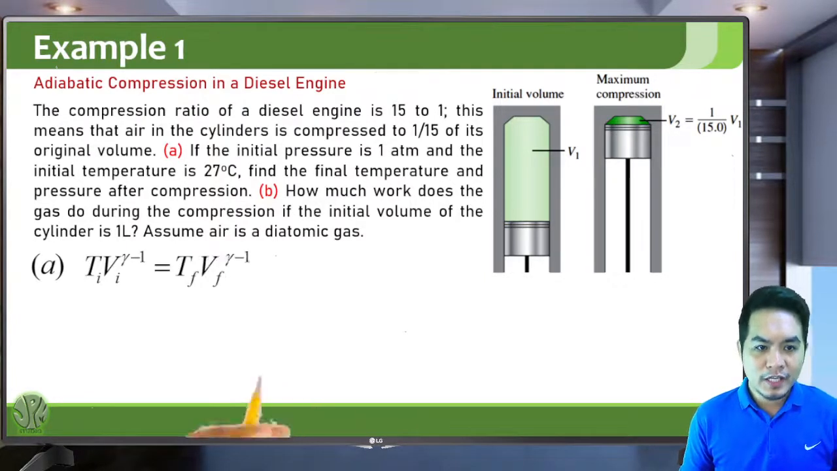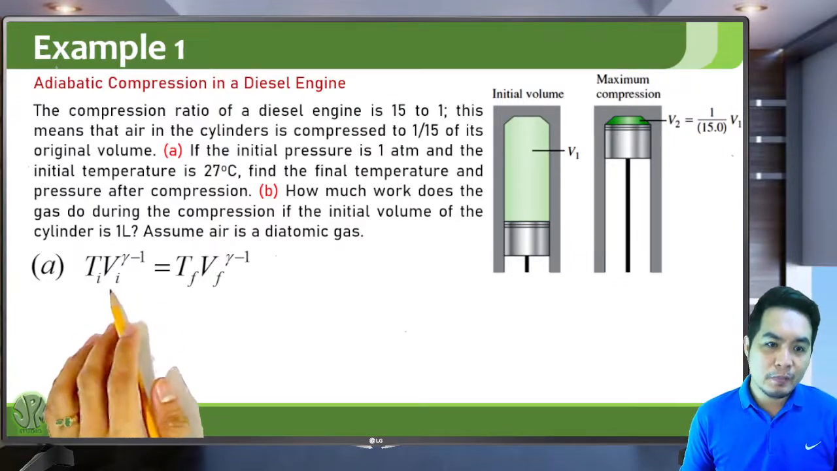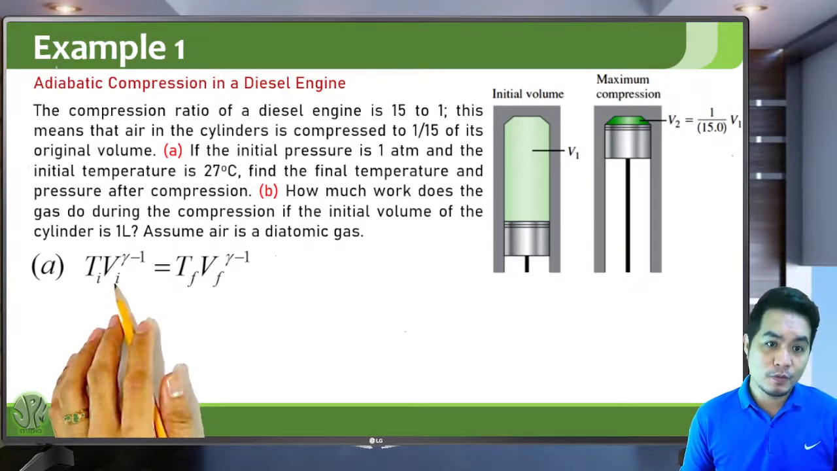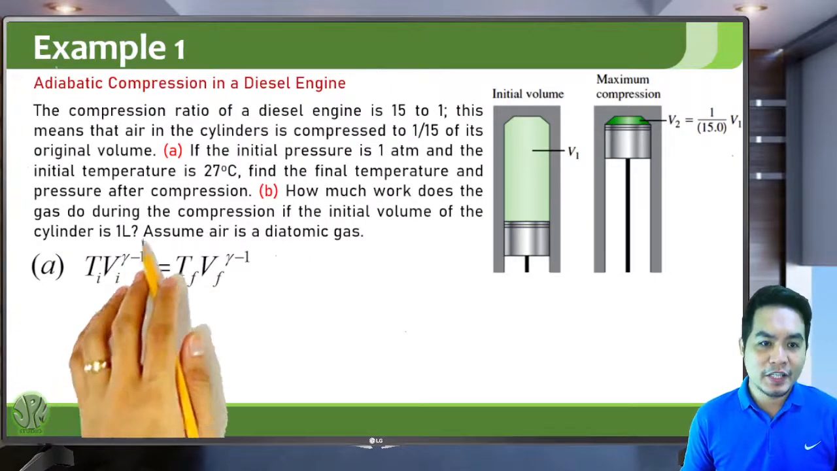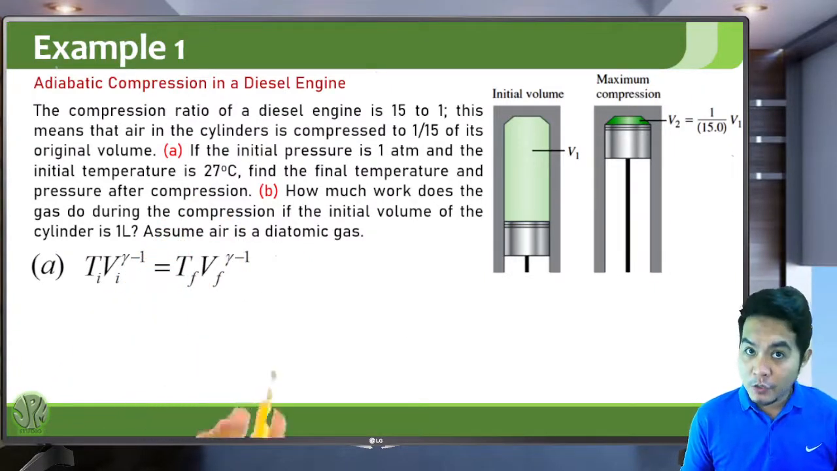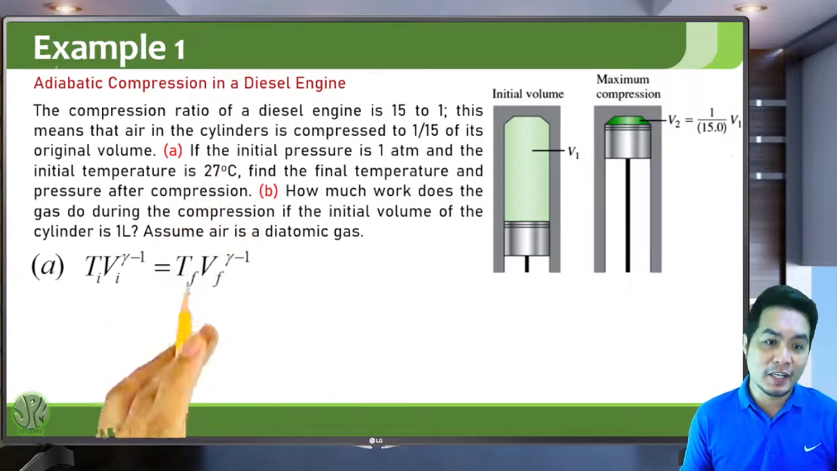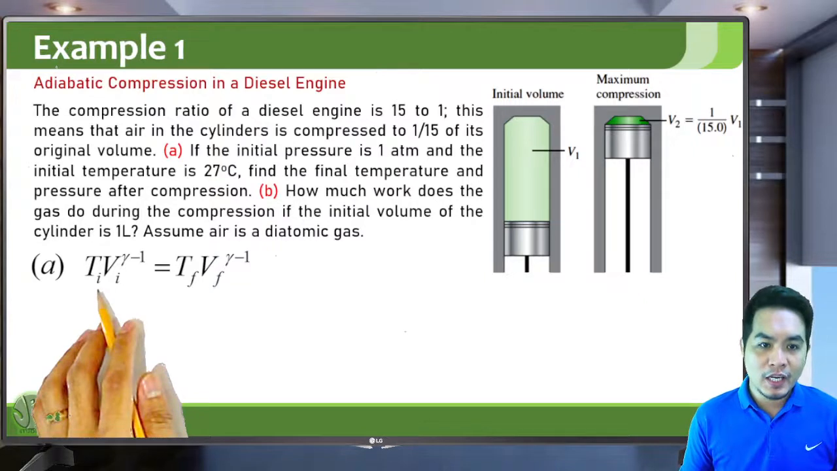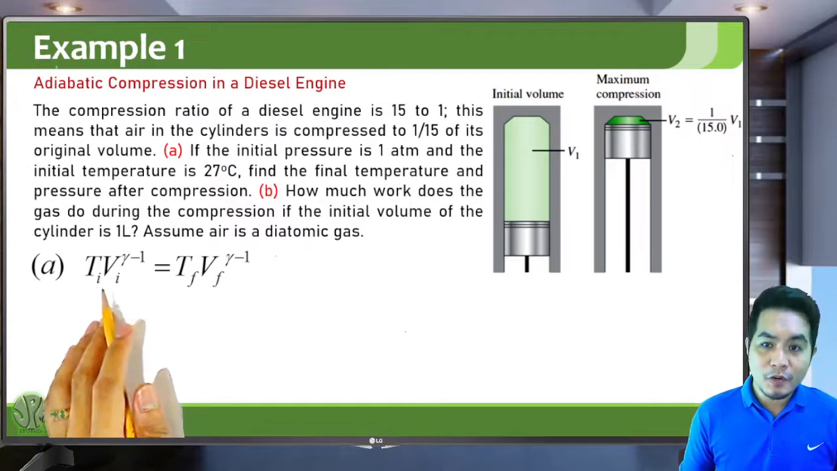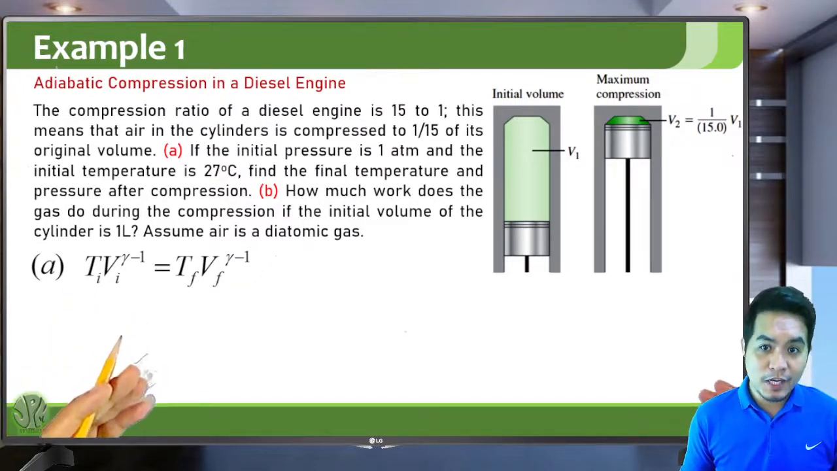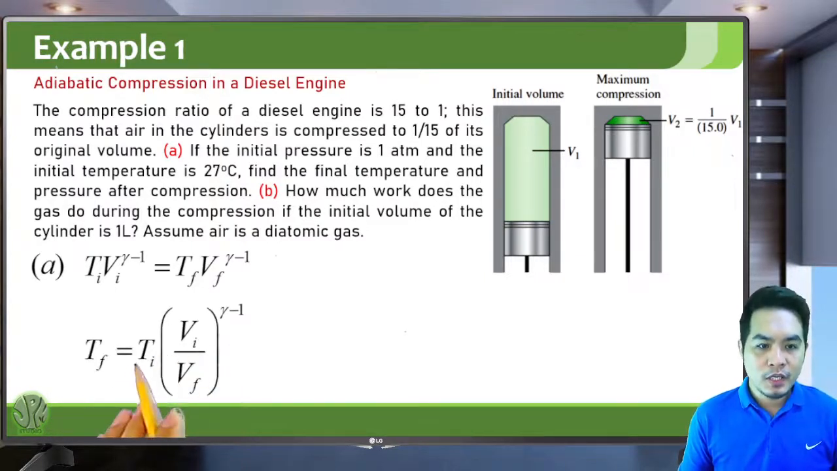So for letter A, this is the relationship now between temperature and volume in an ideal gas. We are asked to find the final temperature. We are given the initial temperature, 27 degrees Celsius. You need to convert that into Kelvin by adding 273, so that's around 300 Kelvin. We don't know the initial and final volumes, but we know the compression ratio, the ratio between V2 and V1. It's actually 1 over 15. So solve for T final here.